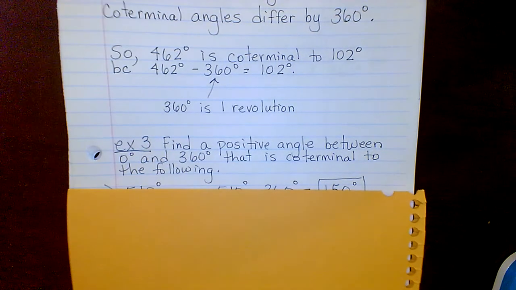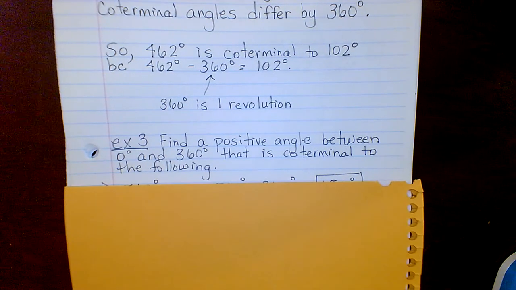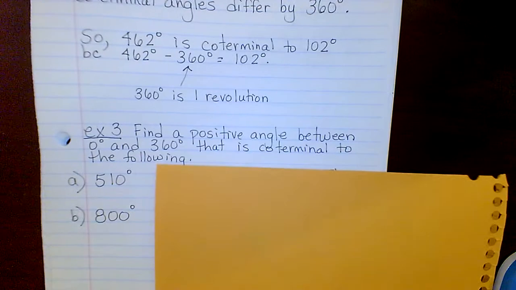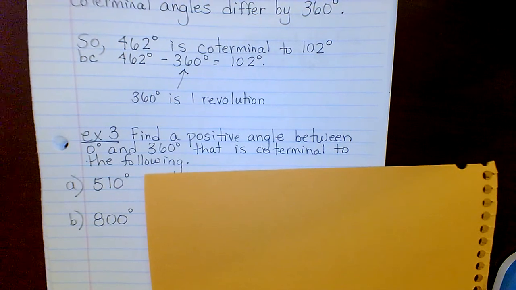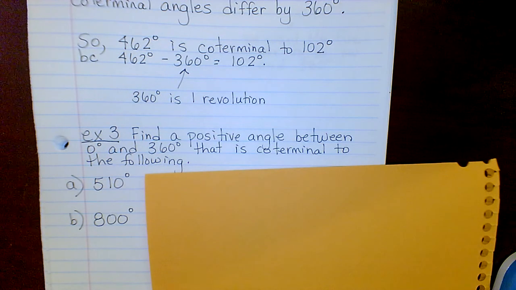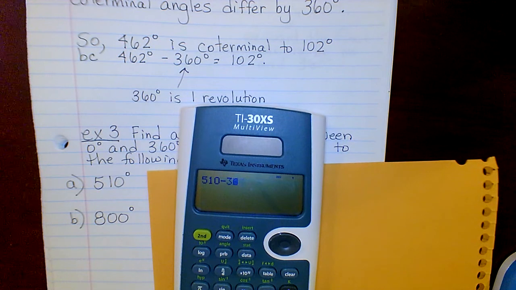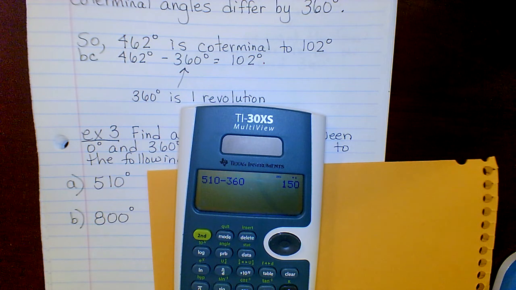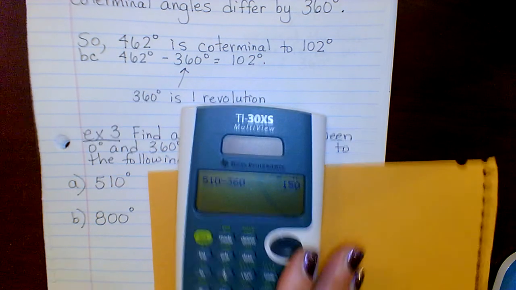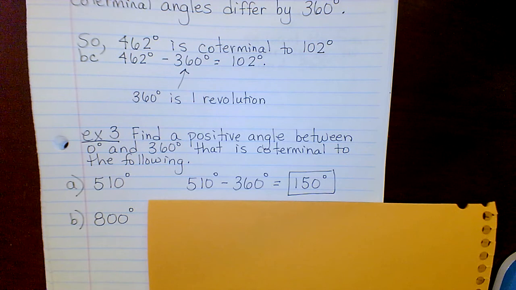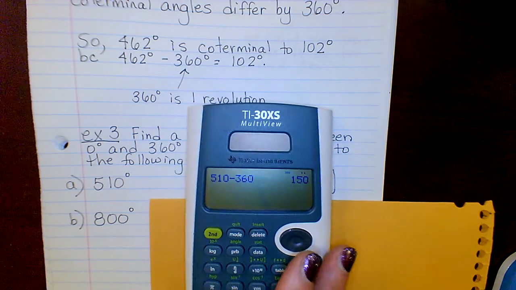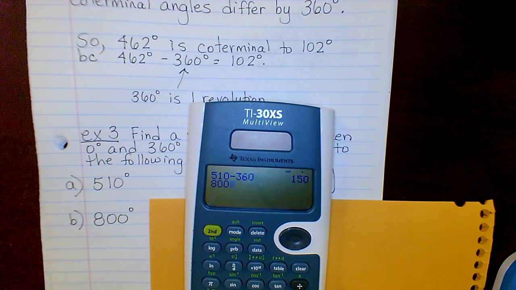So let's find a positive angle between 0 and 360, that's within 1 revolution, that is coterminal to 510 degrees. Well, seems kind of easy, right? All we have to do is take out the extra revolution. So let's take 510 and take out that extra 360 degrees. So we get 150. I want my answer to be within 1 revolution, between 0 and 360, so all I had to do is take out that 1 revolution. All right, no big deal.